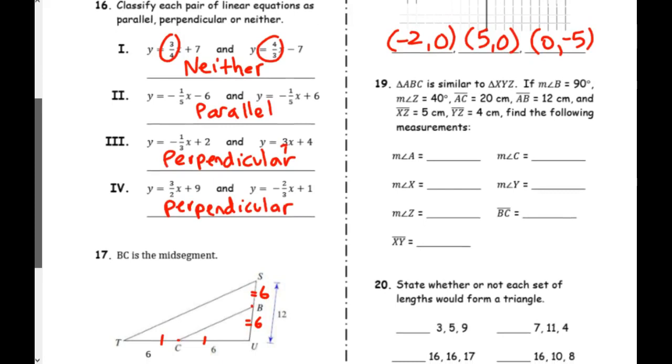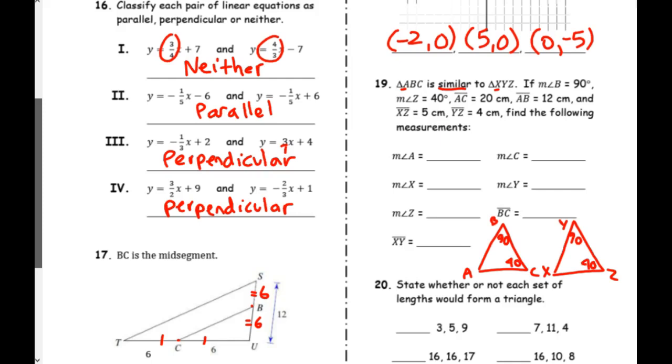ABC is similar, so similar means same angles. Okay, so that means A is going to match X. So what I'm going to do is make my little triangles here. So A, B, C is supposed to match X, Y, Z. Okay. So if B is 90, now this is not drawn to scale, of course, that means Y is going to be 90. If Z is 40, C is going to be 40.